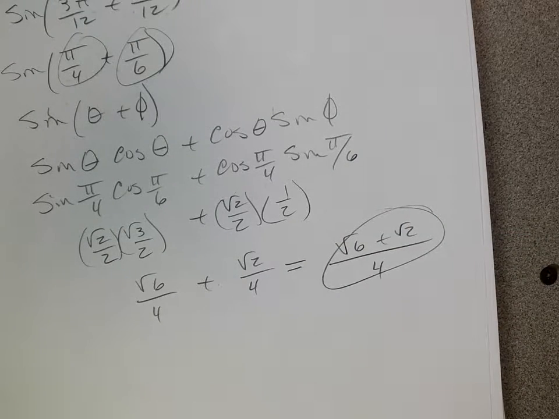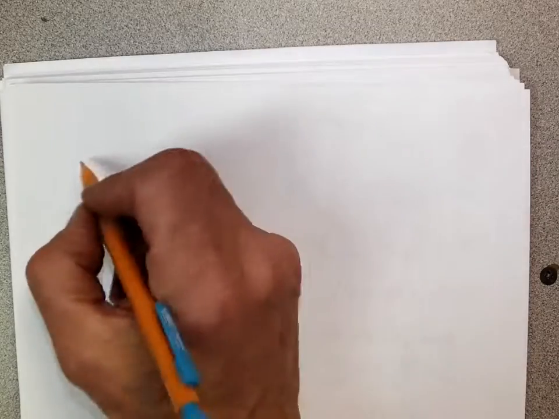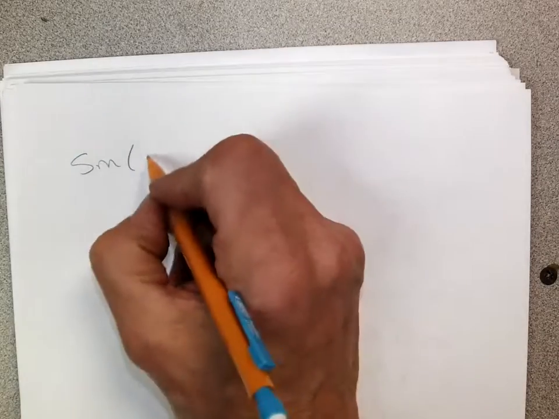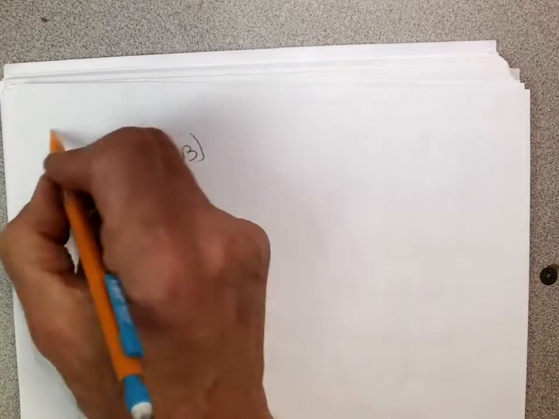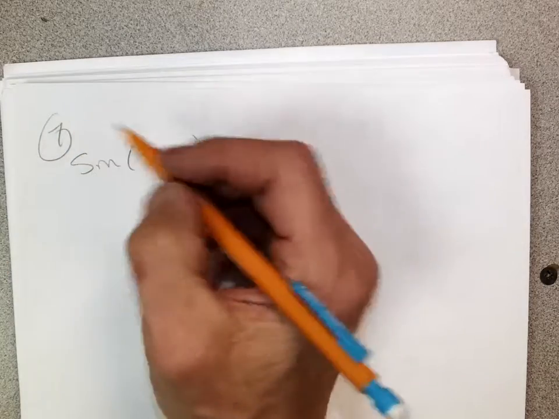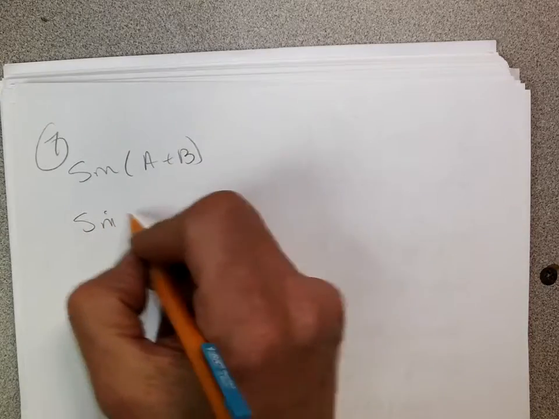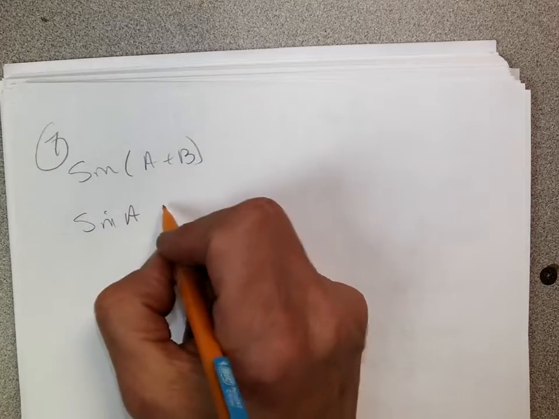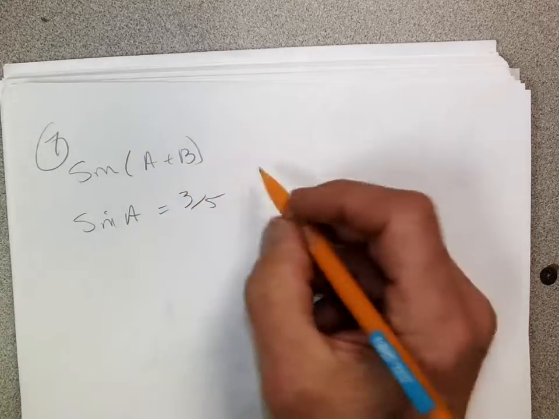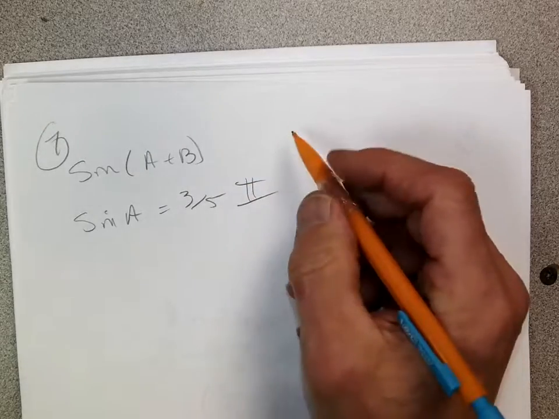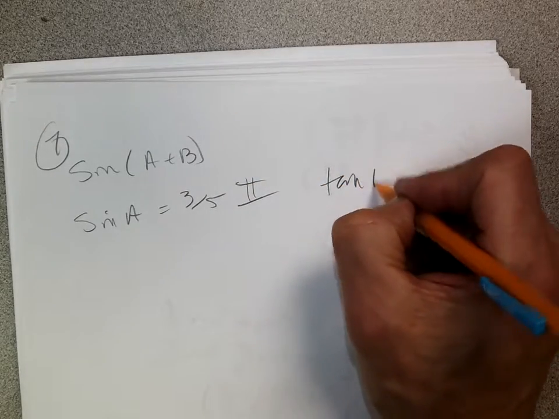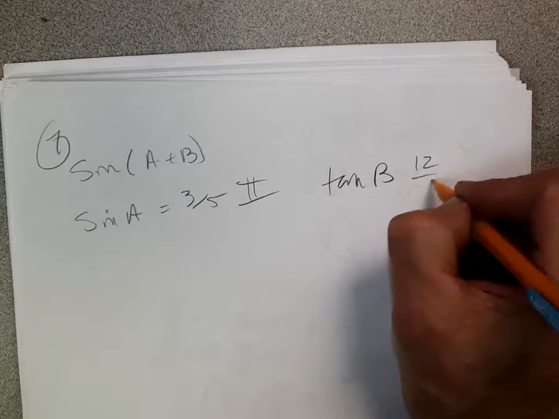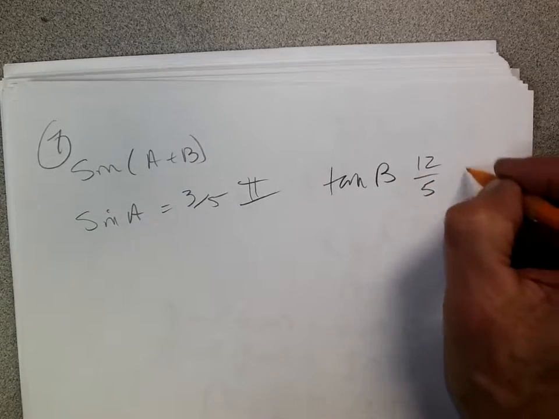Okay, number 7. Let's see if it gets any easier. I think so, 7's not too bad. Slide it down. We've got the sine of a plus b. We're going to find that if sine of a is equal to 3/5, and that's in quadrant 2, and tangent of b is 12/5, and that's in quadrant 3.